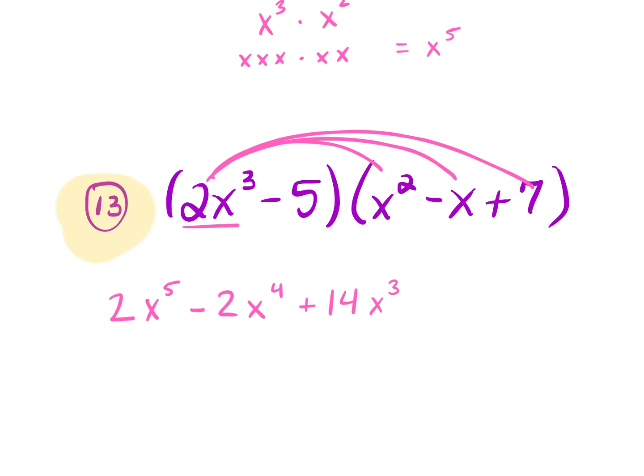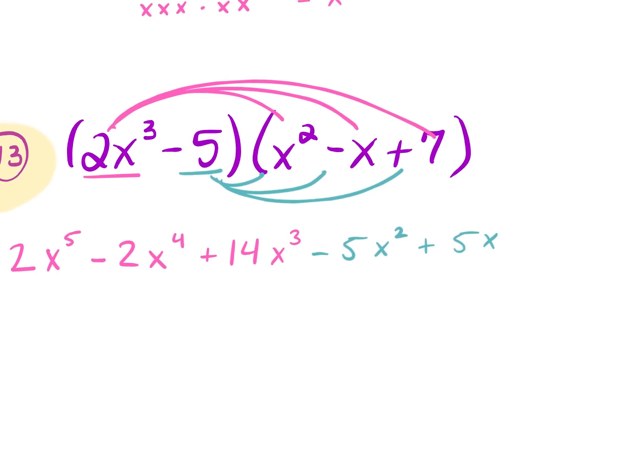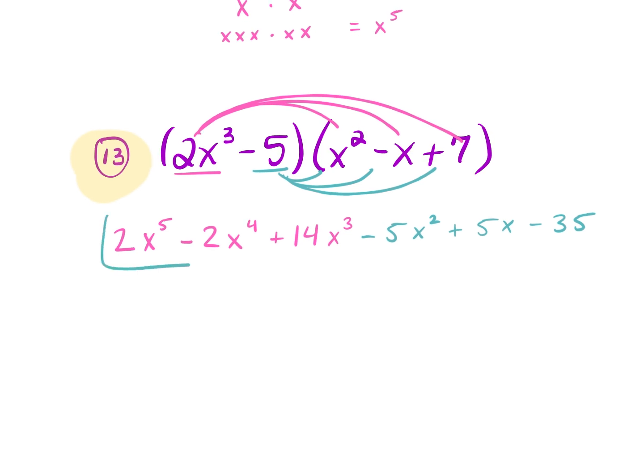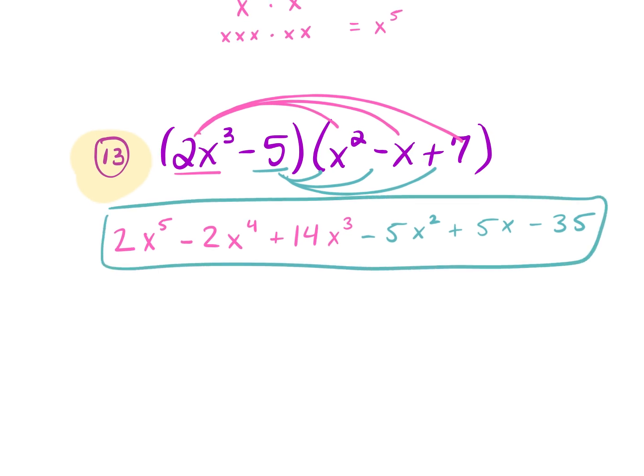Let's do the same thing with the negative 5. So that gets distributed to everything in the second parentheses. So what's negative 5 times x squared? Negative 5x squared. What's negative 5 times negative x? Plus 5x. And negative 5 times 7? Negative 35. Is this our final answer? Can we leave it like this? Yeah, we don't have any like terms here. Is this in standard form? Yes. So just make sure you combine your like terms and you put it in standard form. If you don't have any like terms and it's already in standard form, then that's your final answer.